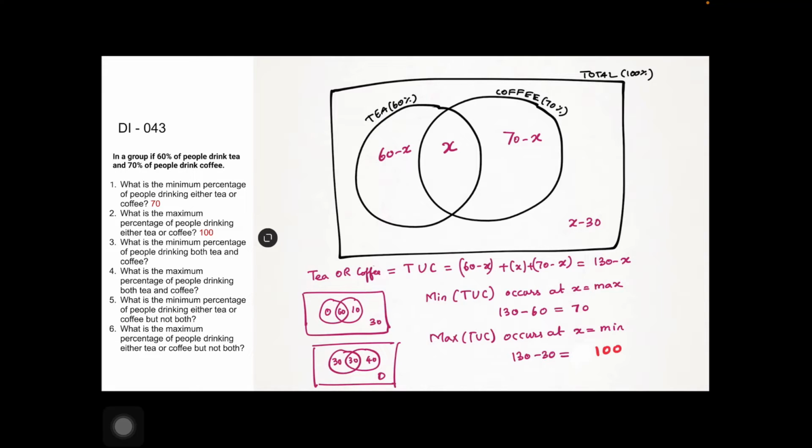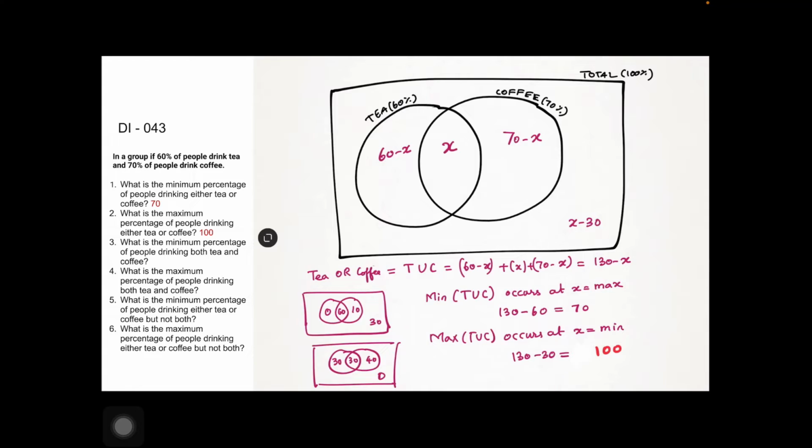Just now on the previous page we saw that x can range anywhere from 30 to 60, not lesser than 30, not more than 60. So the maximum value for x is 60. If I use that here, my 130 minus x becomes 130 minus 60, which is 70. That is the minimum value of tea union coffee. Now, if I want to find the maximum value for tea union coffee, that will occur at x equal to its minimum value. Where does x take its minimum value? x's minimum value is 30. We just saw it on the previous page.